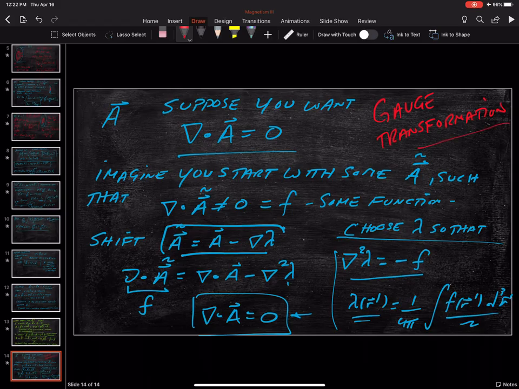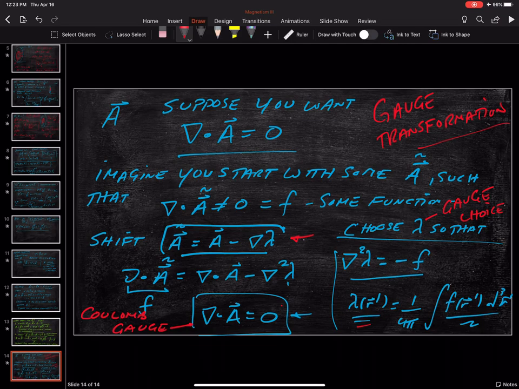A gauge transformation is changing A by adding the gradient of a scalar. It's called making a gauge transformation. And choosing a value for lambda is called a gauge choice. And this particular one is what's called the Coulomb gauge. So by choosing the Coulomb gauge, in other words, picking this for our lambda, we can make this choice for the divergence of A.